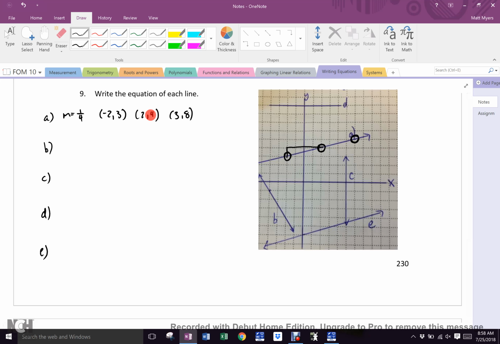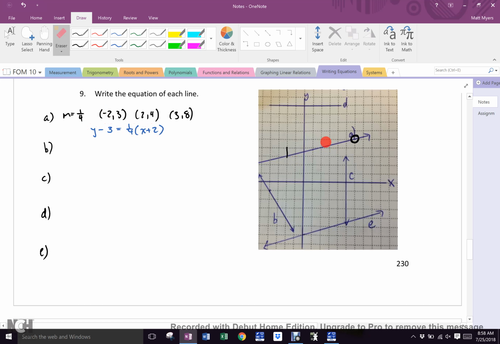Which is why, by the way, ladies and gentlemen, your next test takes me a little bit of time to mark. Because if you choose a different point than me, I have to check and make sure that it's done correctly. So all of you should have one of those. I'll write it out. Y minus 3 equals 1 fourth x plus 2. That's what I'm going with because it's the first one.